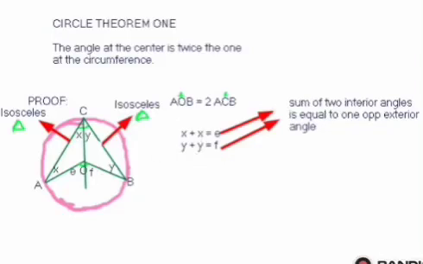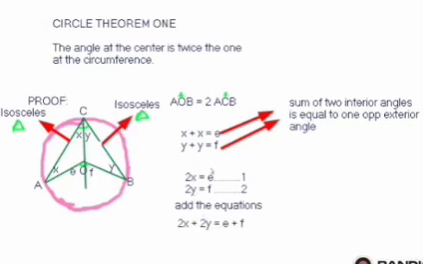We simplify: S plus S is 2S, equal to E, which is equation 1. Y plus Y is 2Y, equal to F, which is equation 2. Now we add the two equations, and we have 2S plus 2Y equal to E plus F. Since 2 is common, we factor it out: 2 into bracket S plus Y, equal to E plus F.